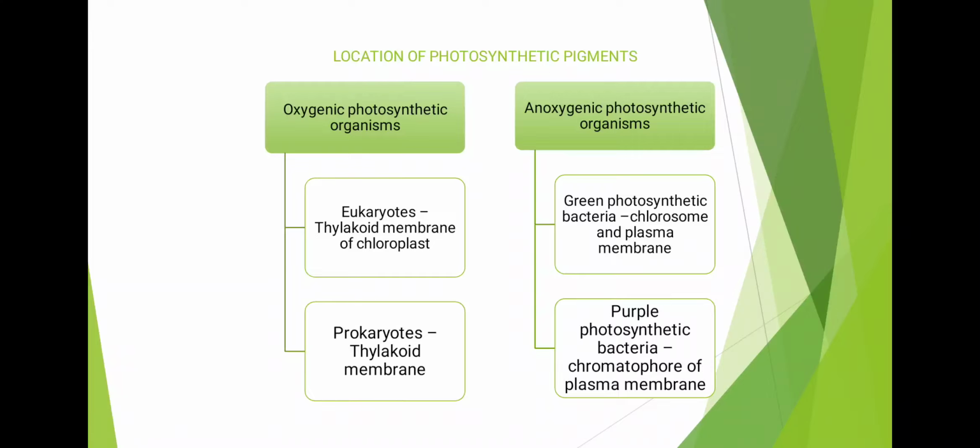And what happens in anoxygenic processes? In anoxygenic photosynthetic organisms such as those we have mentioned earlier, green sulfur bacteria, purple sulfur bacteria, photosynthetic pigments are found in plasma membrane and vesicles which are known as chlorosomes, attached to the plasma membrane. In the purple sulfur bacteria, the bacteriochlorophylls are located in invaginations of the plasma membrane, which are, we all know, known as chromatophores. Okay. So I hope this slide is totally clear to you.